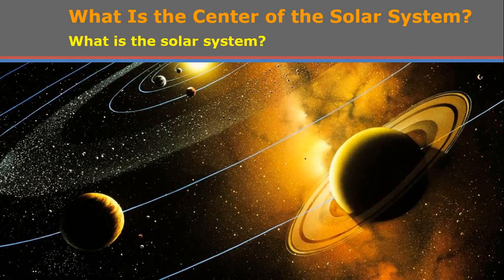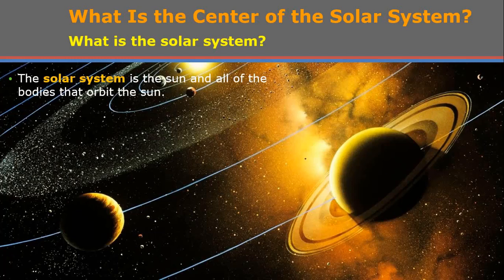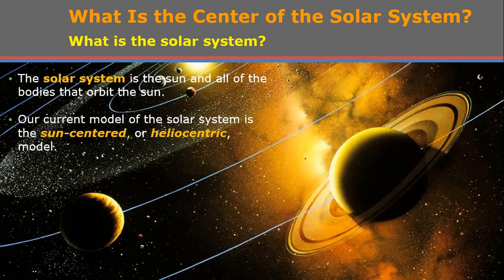Today, for us, the solar system is the sun and the planets and the moons and the asteroids and the objects and the bodies, the dwarf planets even, that all revolve around the sun. That's what we know today. Our current view of the solar system, or model, we say, is a solar system with the sun at its center, or we say sun-centered. A word for that is heliocentric. Helio means sun, and centric, of course, means center. So the sun is at the center of our current model of the solar system.